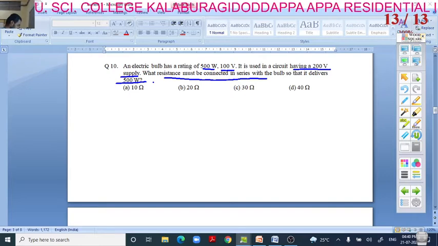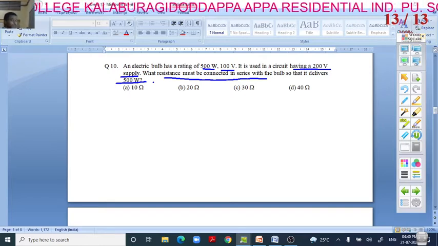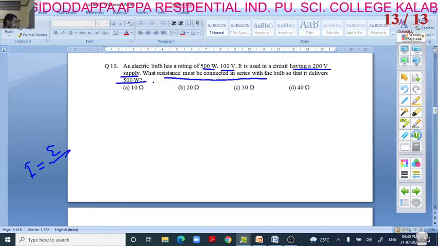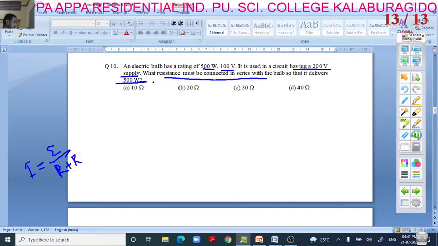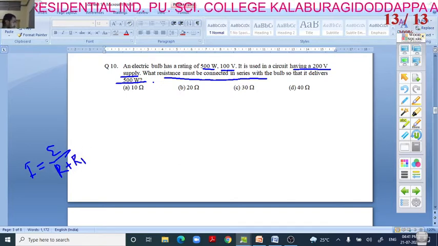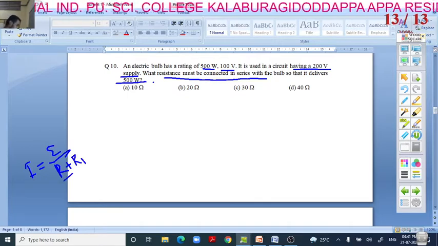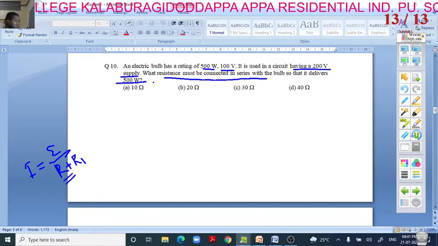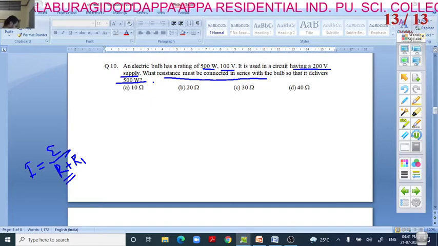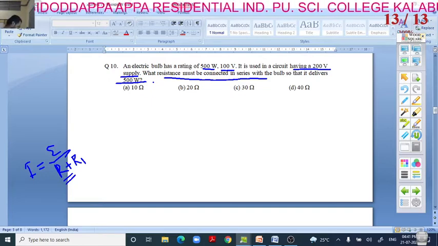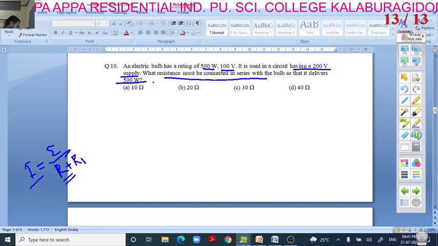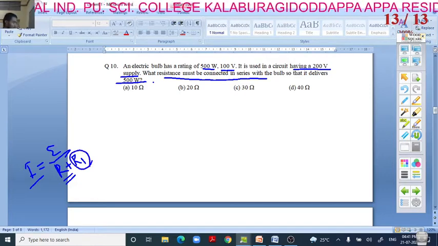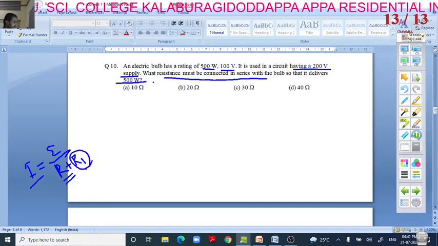Okay, see. So our aim is to find R only. So let us assume this is the formula here. Here we have E divided by R plus R1, or smaller you can take, no problem. But anyhow, here I want to find the value of R only. What is the resistance that must be connected in series with the bulb? For that I want to know the value of I here, right? So first I'm going to find the value of I as well as R1 also. Later I can substitute the value of I and R1 here. So first I will do I.